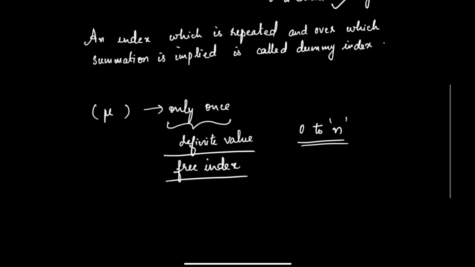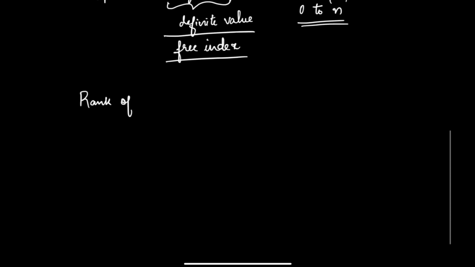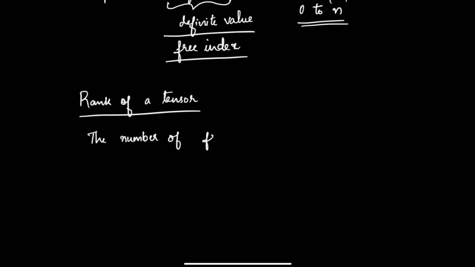Then next we go to the rank of a tensor. The number of free indices of a tensor is called its rank.